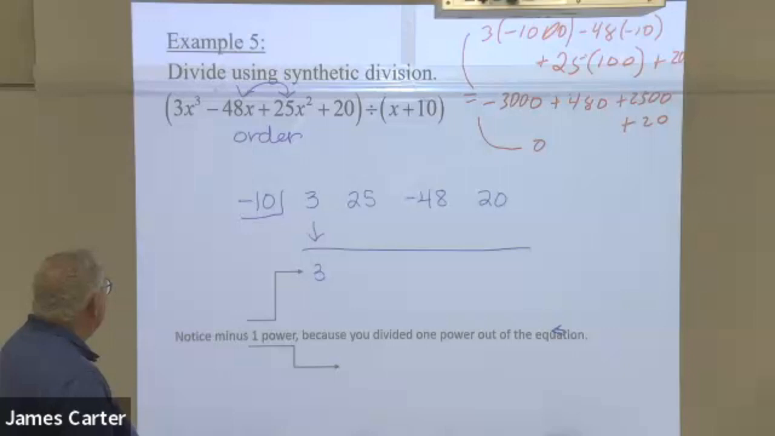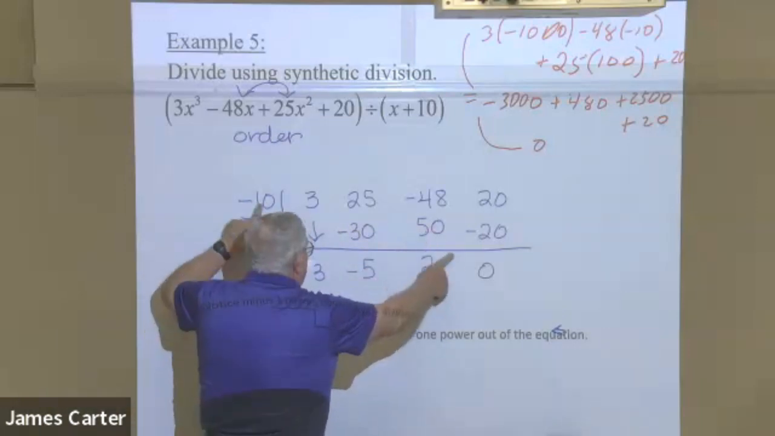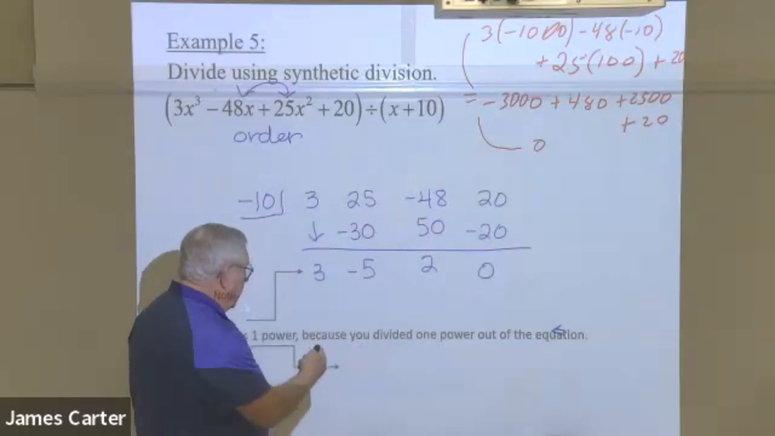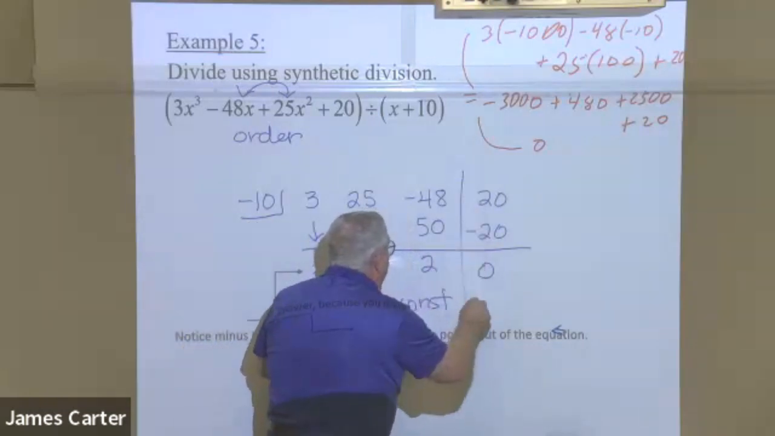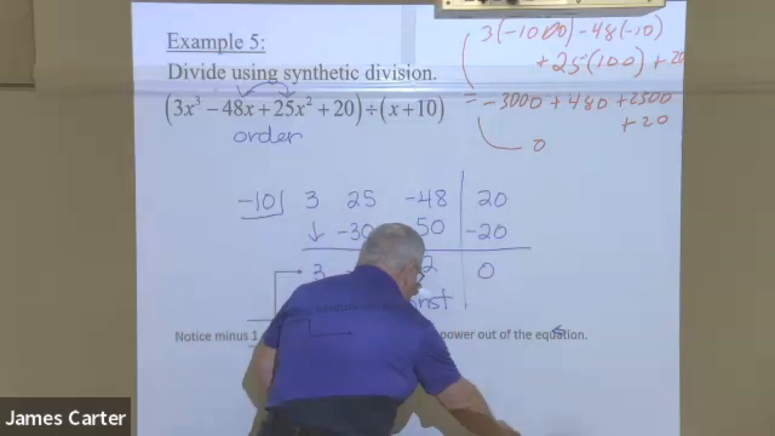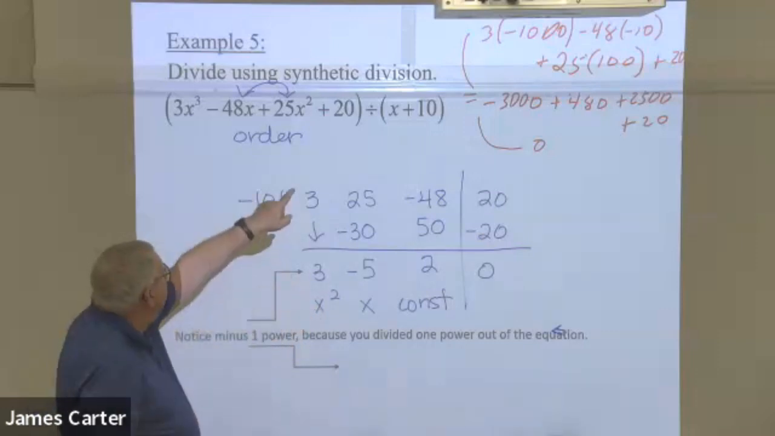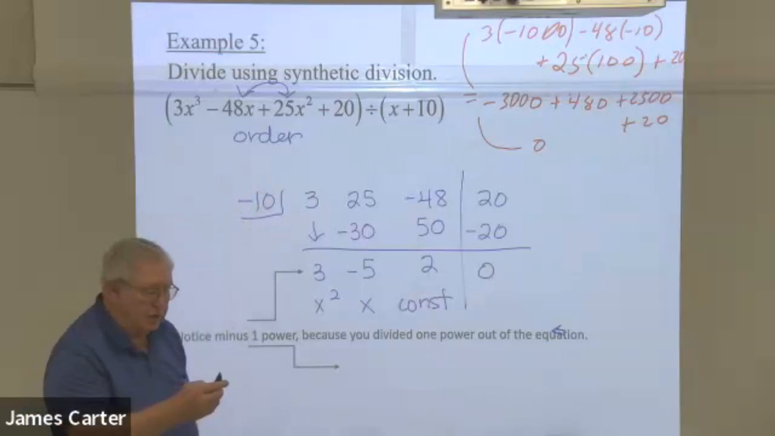So we write it down, bring down the first term, multiply, add, and multiply, add. Here to get that, here to get that, here to get that, and adding down each time. In this case, as you see, we're going to have a remainder of 0. Now, the implication of that is that this factor, x plus 10, is an exact factor of that equation.